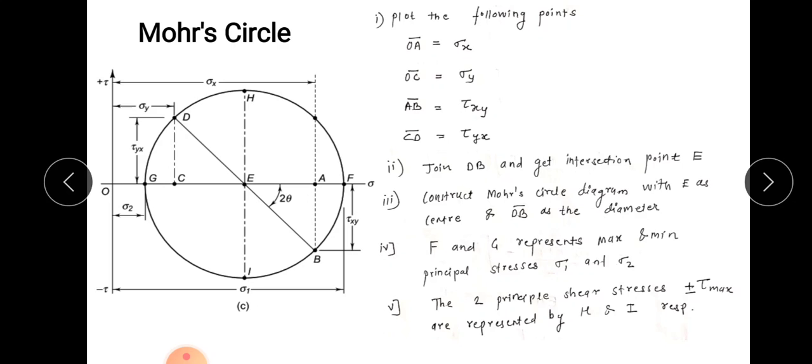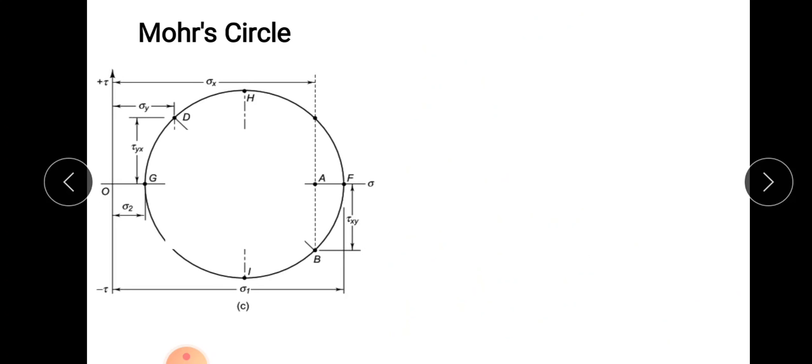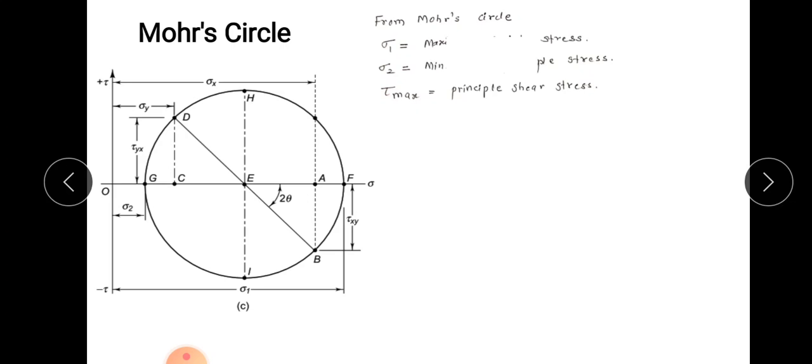I hope you have understood how to construct the Mohr circle. Now once you have constructed the Mohr circle diagram, with its help you can easily derive the formulas for sigma 1, that is the maximum principal stress, sigma 2, that is the minimum principal stress, and the maximum shear stress, that is tau max. And these formulas or equations can be used in design where there is combined loading. Okay, so first of all, from the Mohr circle, sigma 1 is the maximum principal stress and sigma 2 is the minimum principal stress. This we have already understood.